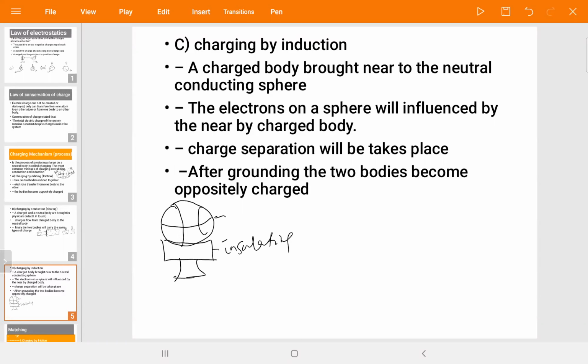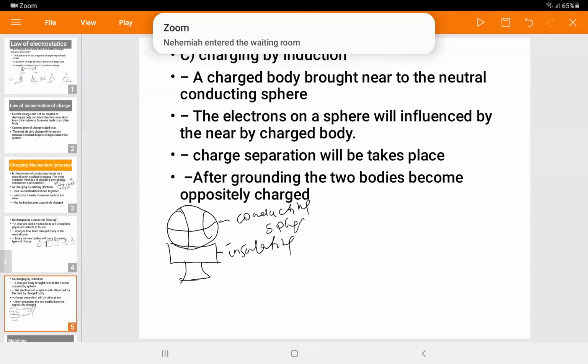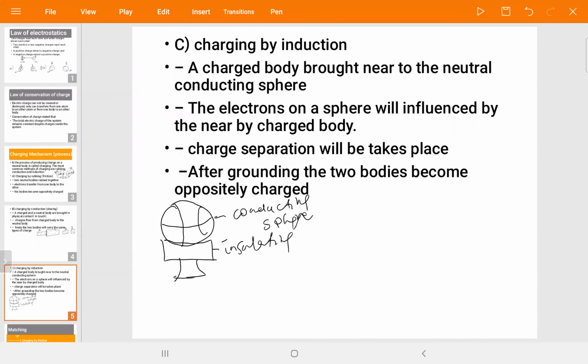And this one is a conducting sphere, or metal sphere. It should be a metal sphere. Initially the sphere is neutral, and it is placed on an insulating object.